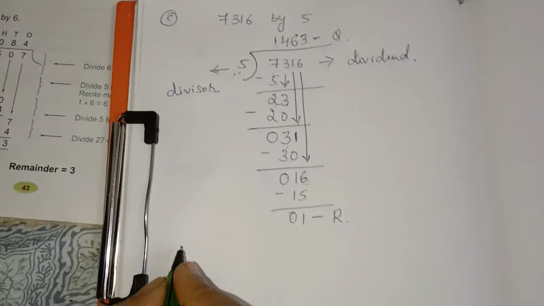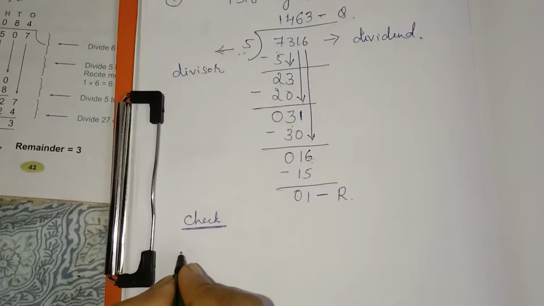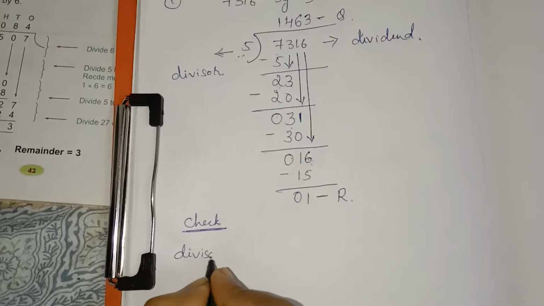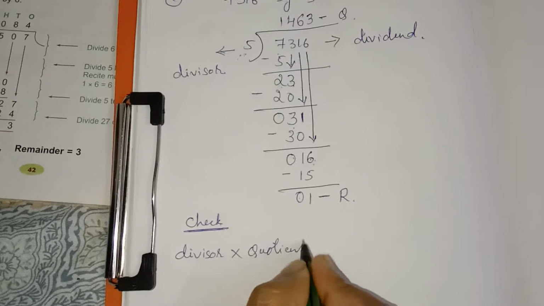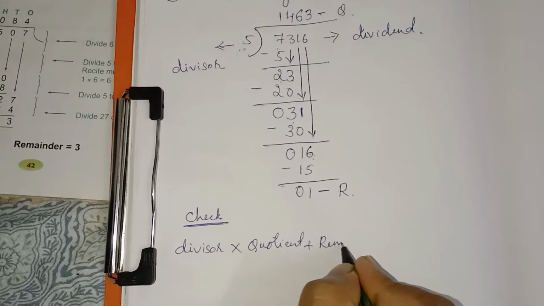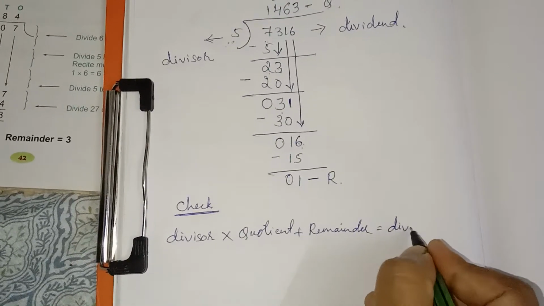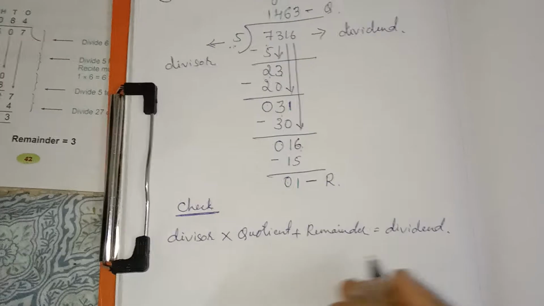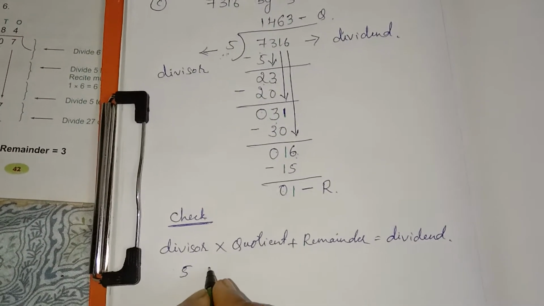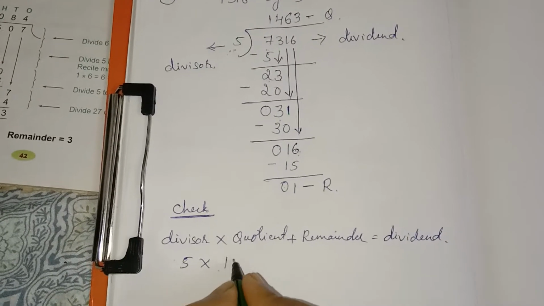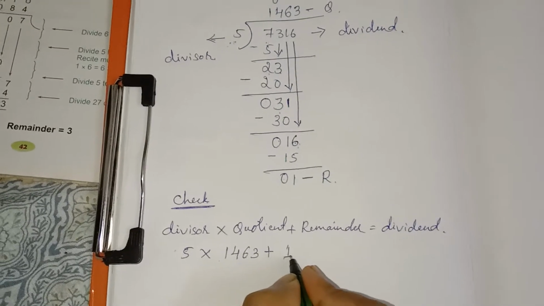Now after this we have to check your answer by the relation: divisor into quotient plus remainder is equal to dividend. What is our divisor here? 5, and the quotient is 1463, plus the remainder is 1.